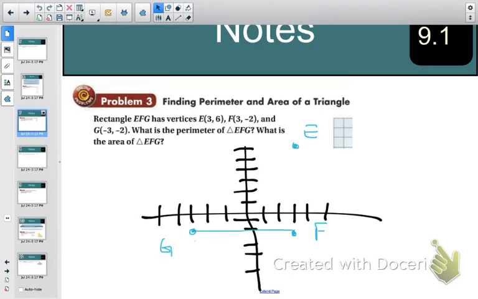Okay, so we have this triangle here, and it's actually a right triangle because the two sides are vertical and horizontal, so we know that this right here is going to make a right angle. There's our right angle.